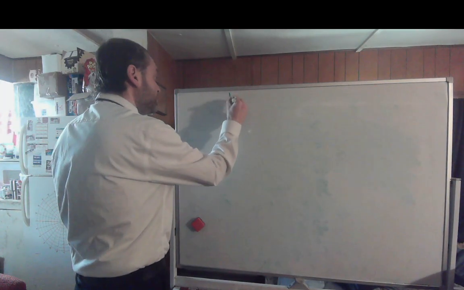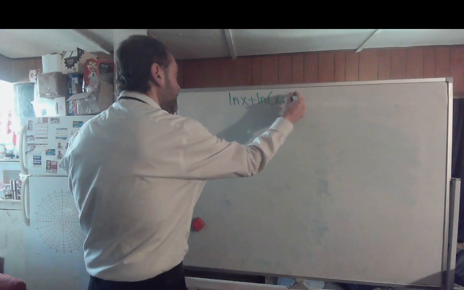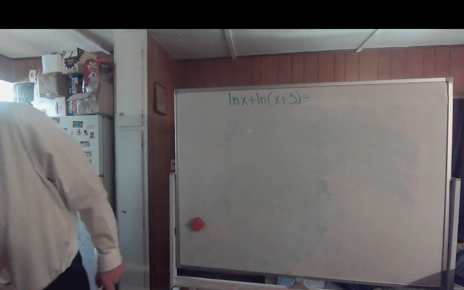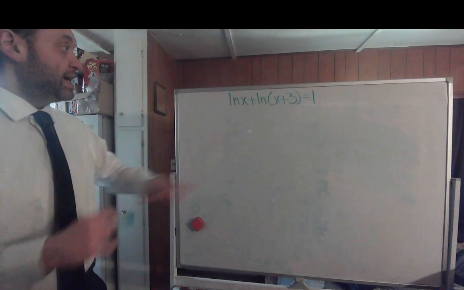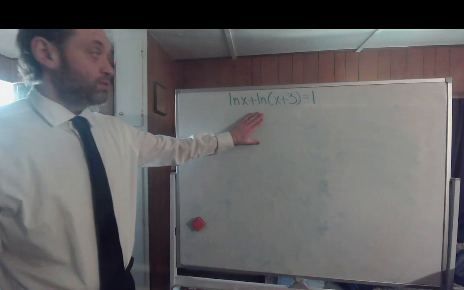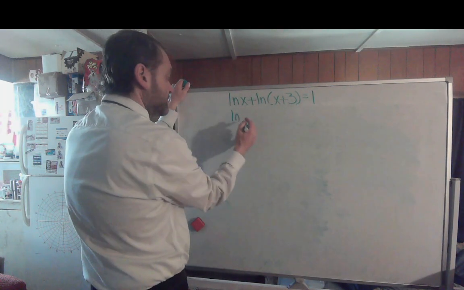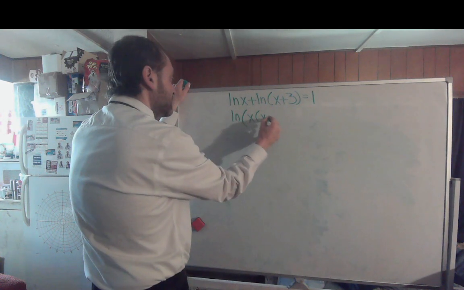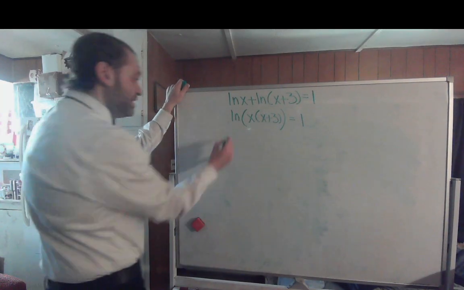Similar problem, we have the ln of x plus the ln of x plus 3 equals 1. So the sum of two logs on the left, that's the same as taking the logarithm of the product of these two terms. So that'd be the logarithm of x times x plus 3 would equal 1. Now just take e to the power of both sides.